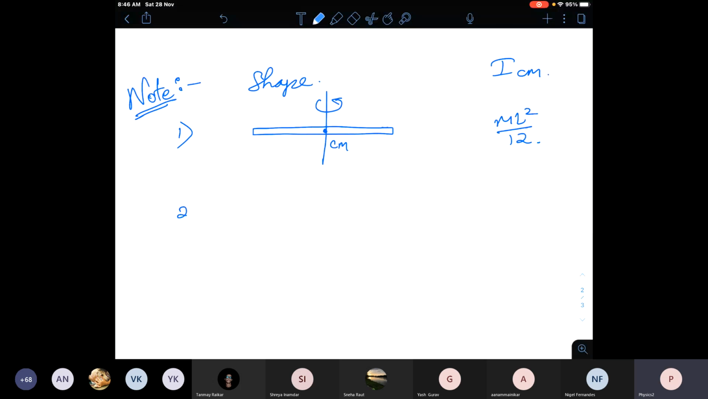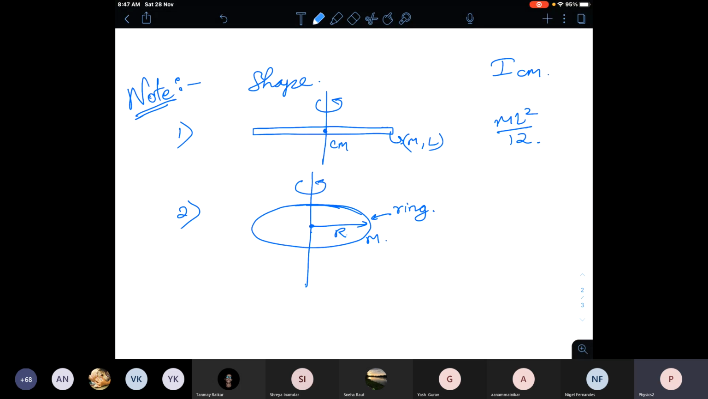Second is your ring. Remember this is the ring. Its radius is R and mass is M. Here, the rod's length was L and mass was M, so that is ML square by 12. Here the mass is M, ring radius is R.